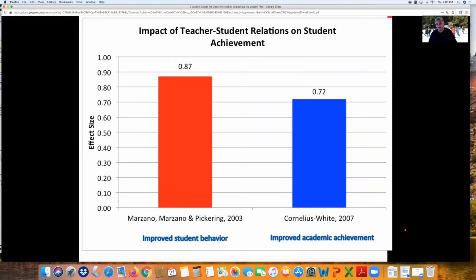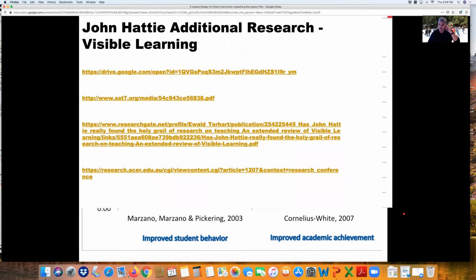Also, in terms of teacher-student relations and the impact on student achievement, you can see here that when teachers have good relations with their students, student behavior improves significantly, with a higher effect size than something like this. It also translates to improved academic achievement, as you can see here, but particularly in student behavior. Those good relationships make a difference in the way kids act in your classroom and the way they learn.